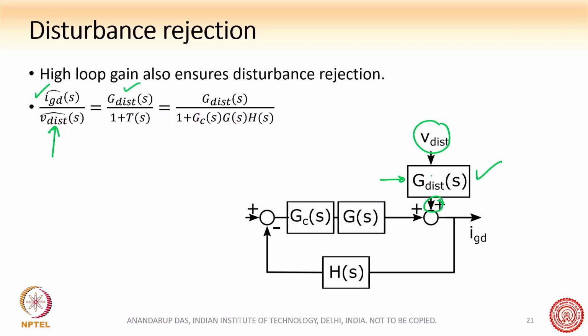Then you can find out this is the forward gain G dist, divided by the loop gain, which is 1 by Ts, and clearly you can see that this is equal to G dist by Ts. And if Ts is very large, this denominator is very, very large, so what will happen? This value will have almost negligible impact. So the impact of the disturbance on IGD will be nominal or very small, because the loop gain is very high. This is another advantage of having a high loop gain.